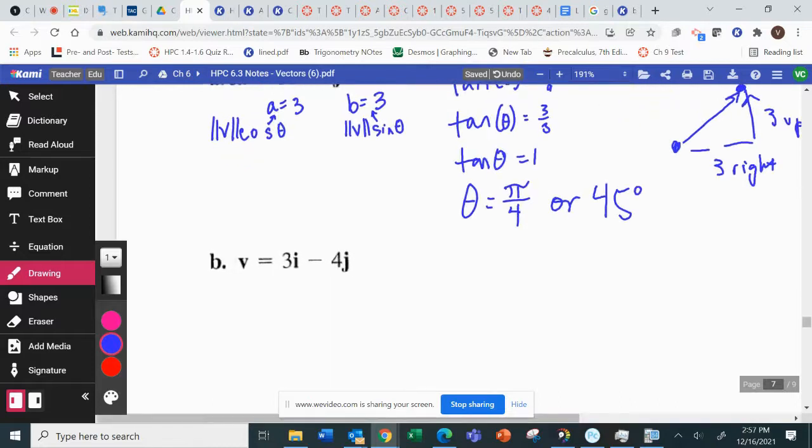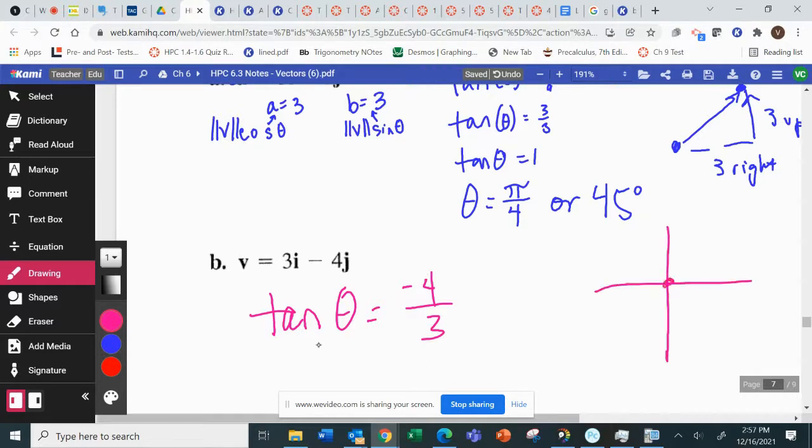So last example. Oh, we got like 3 minutes. We used a lot of time in here. The game was too fun. So tangent, we're going to do -4 over 3. So that's going to put us in what quadrant? Three, down 4. Those of you saying second, you were going in the order of -4, 3, but that's the y's over the x's for tangent.